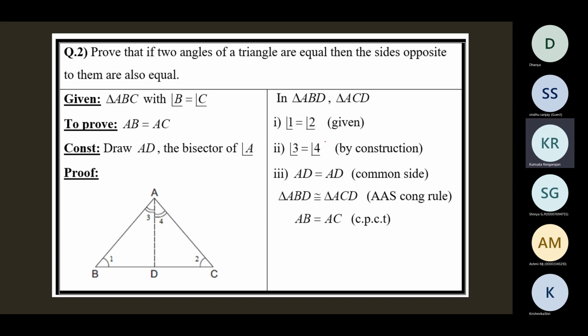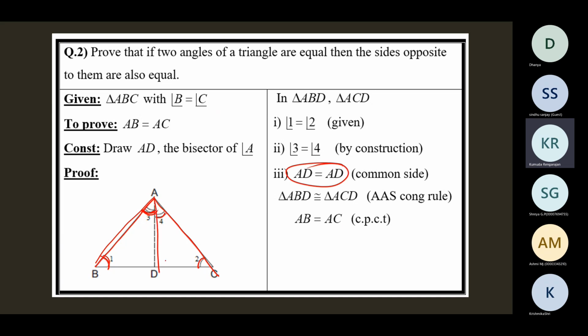So what is the rule? It's double AS. For angle 1 and angle 3, the included side is AB. And for angle 2 and angle 4, the included side is AC. But we have written something else.